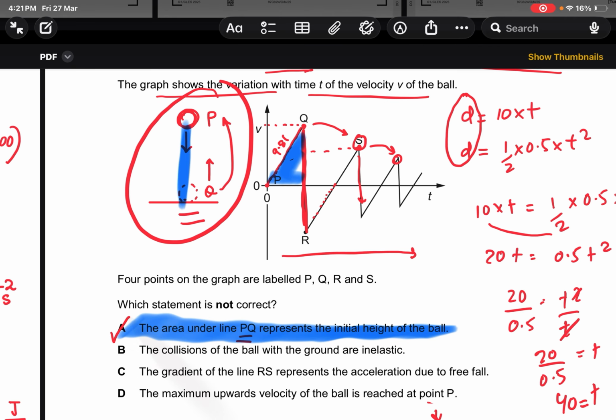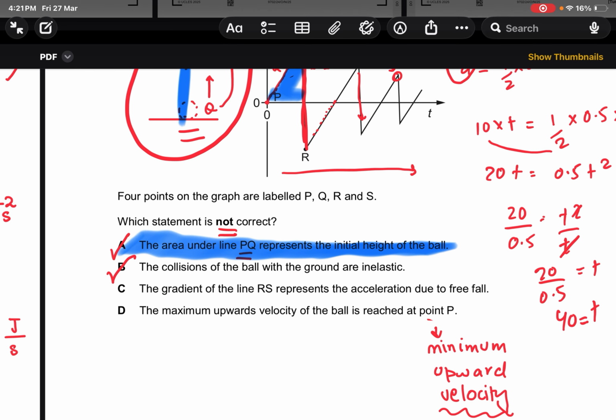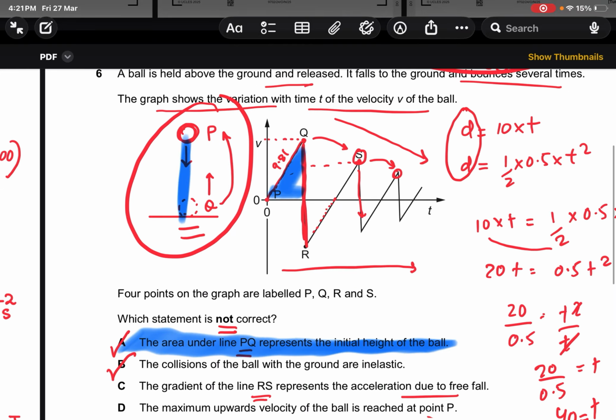So this is correct. Which statement is not correct? The collision between the ball and the ground is inelastic. 100% true, because the velocity is decreasing. The gradient of the line RS represents the acceleration due to free fall. That is correct, because there's no force on the ball. You're not applying any force. You just dropped it. So this line gradient is representing the acceleration due to free fall.